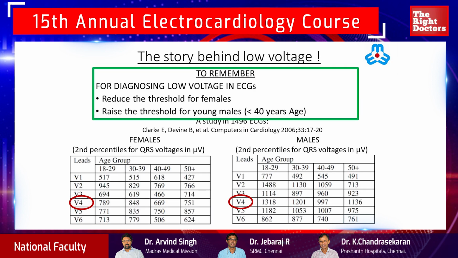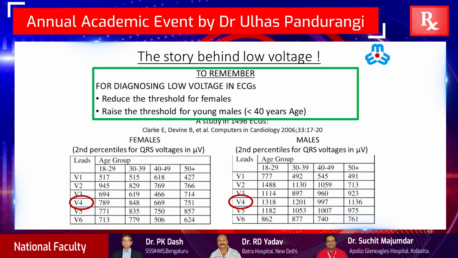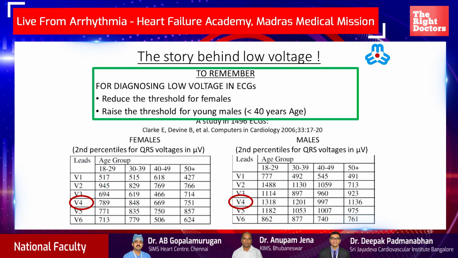Many of you know how they define the criteria for low voltage. It's usually less than 5 mm in the limb leads and less than 10 mm in the precordial leads. It's 10 mm in the precordial leads, which means 2 large boxes, and 1 small box in the limb leads.